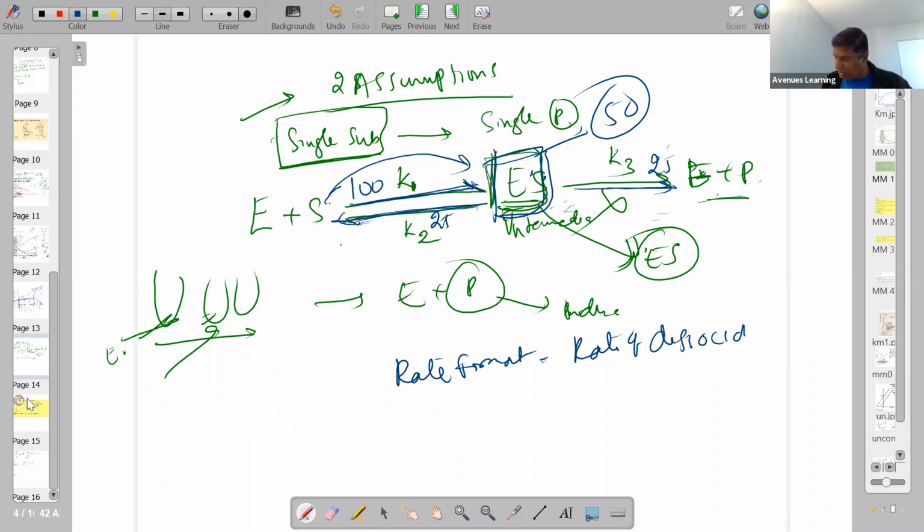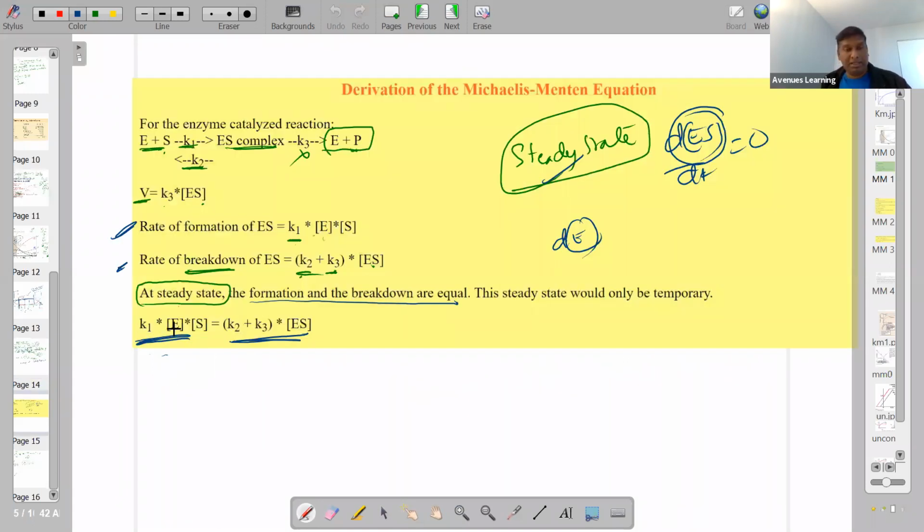So that is what is shown here. K1, that is the rate of formation of ES, is equivalent to the rate of breakdown of ES. It can be the rate of breakdown to form product, or the rate of breakdown to form E plus S again. That's the reason we have both the constants here, K2 and K3. So the rate of breakdown is K2 plus K3 multiplied by the enzyme plus substrate complex concentration. That's the first part.